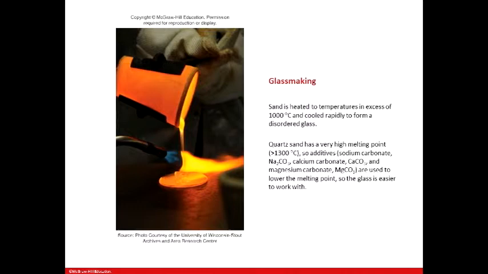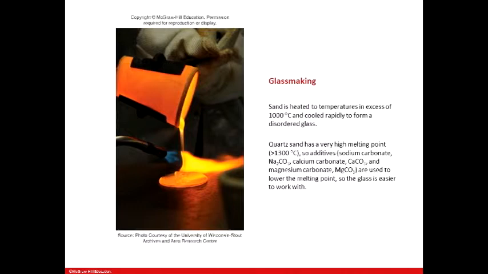So quartz sand has a very high melting point, over 1300 degrees C. Additives, sodium carbonate, calcium carbonate, and magnesium carbonate, are used to lower the melting point so the glass is easier to work with. In other words, instead of heating it at 1300 degrees C, we can heat it at a lower temperature when we add these other metal ions to the cook recipe.